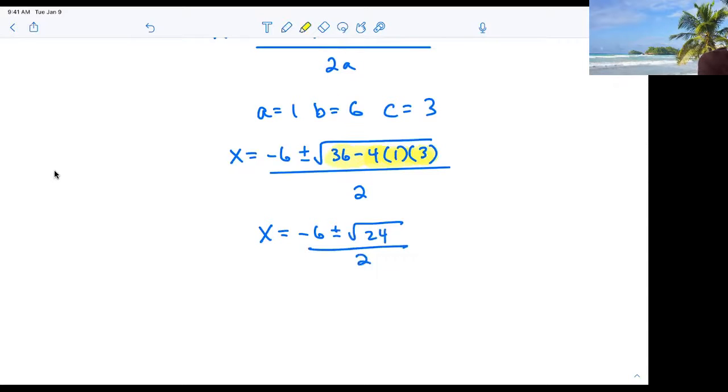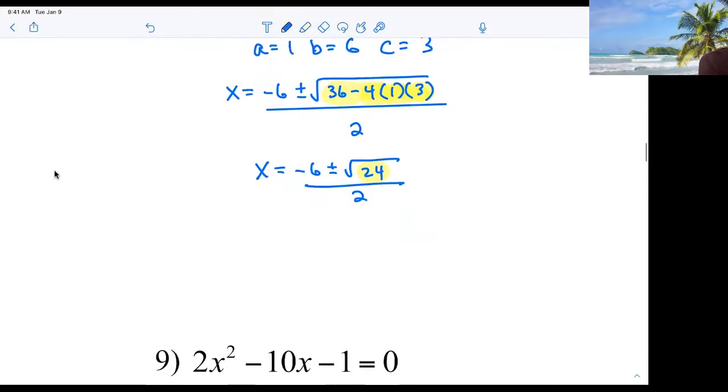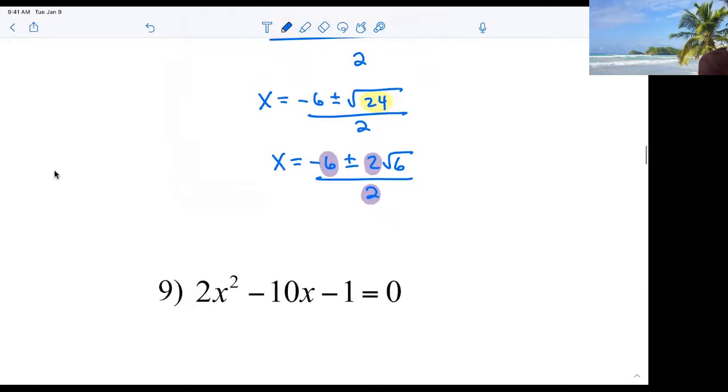Now I have to be able to break down square root of 24. We've done that 100 times. What's the square root of 24? 2 and 6. Thank you. -6 plus or minus 2 radical 6 over 2. Now what? Yes. Highlight 6, -6. And what am I dividing all those by? 2. So X equals -3 plus or minus radical 6.